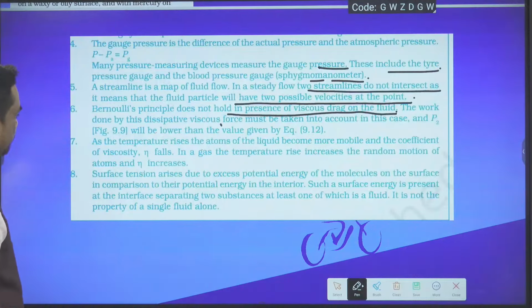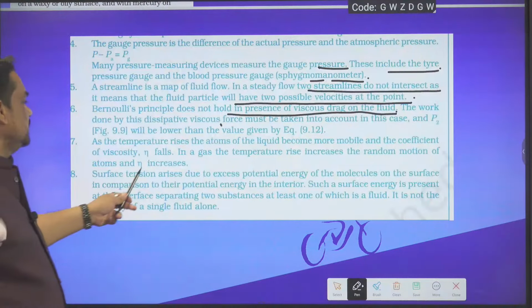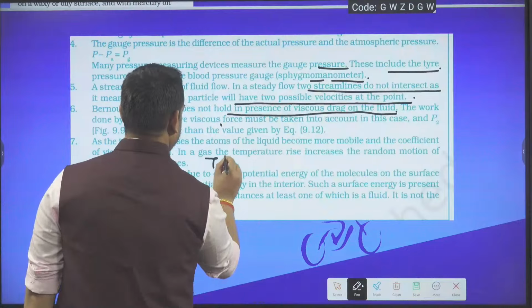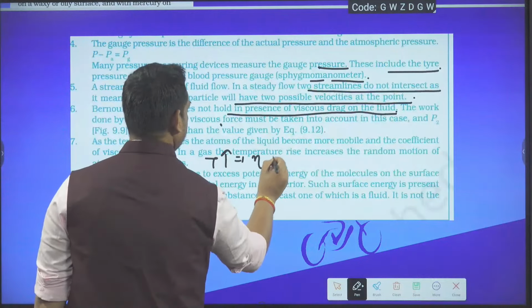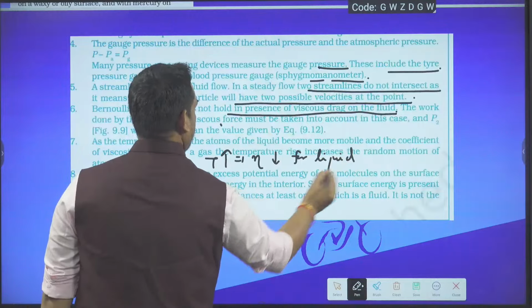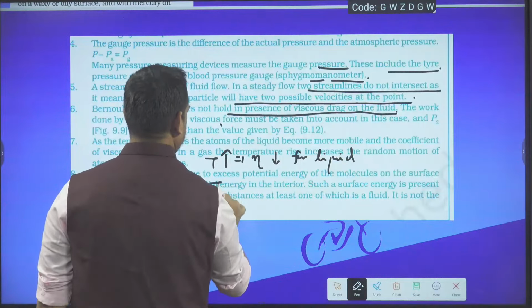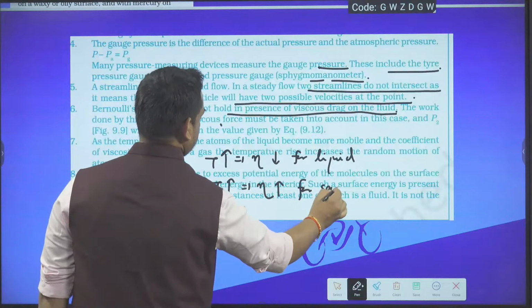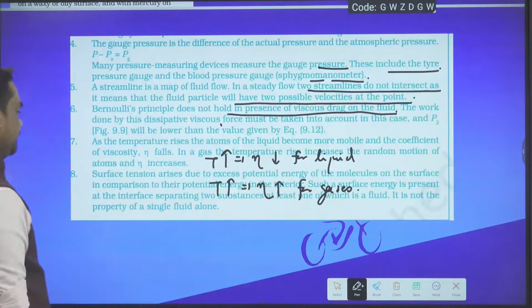Work done by the dissipative force must be taken into account if it is there when you are using Bernoulli. And as the temperature rises, the atoms of the liquid become more mobile and the coefficient of viscosity falls. Summary: temperature more, viscosity less for liquids, and for gases, temperature more, viscosity more. This is the conclusion of this statement.